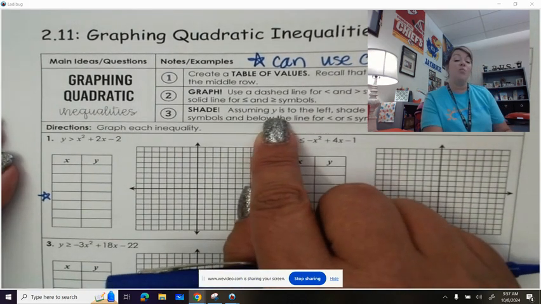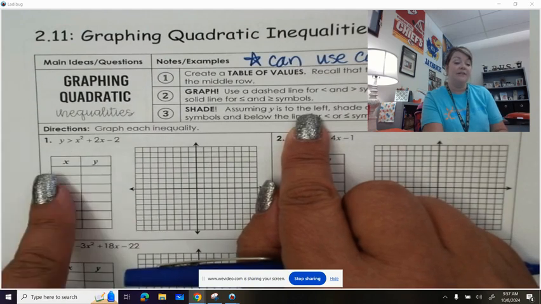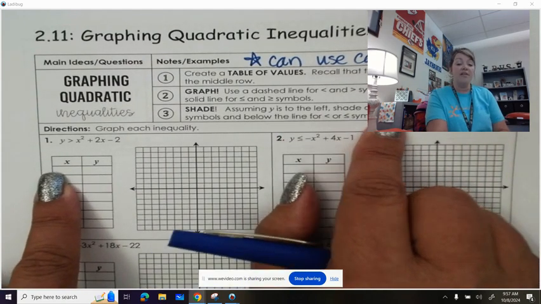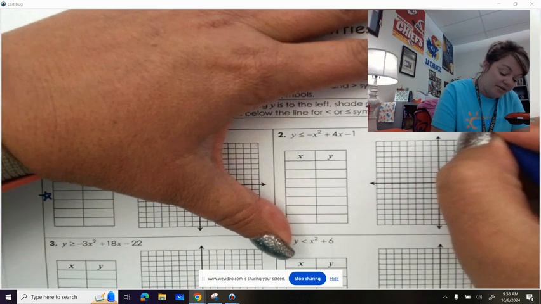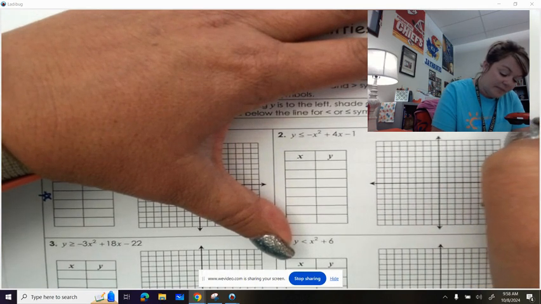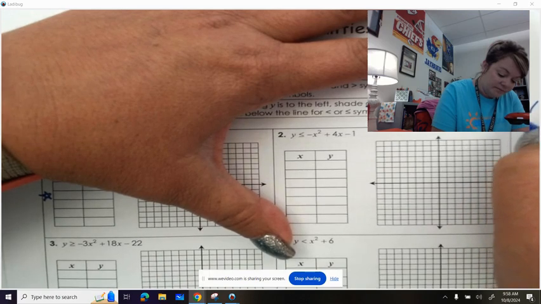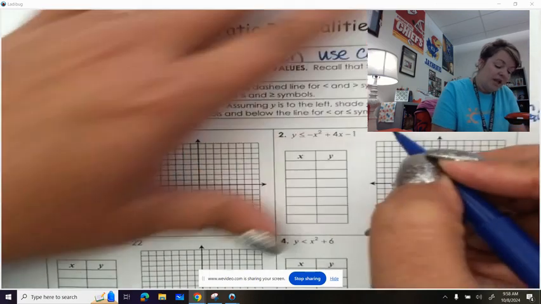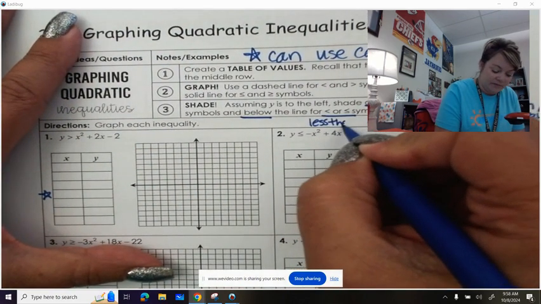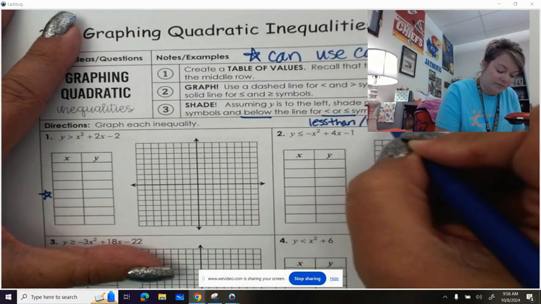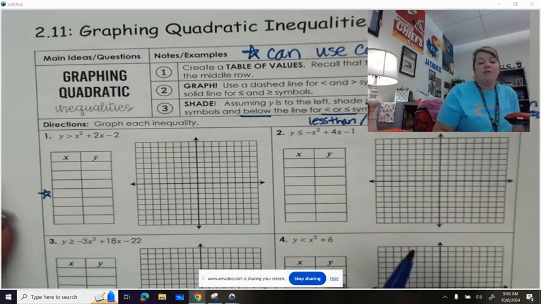And this says, assuming y is to the left, so if it's written in standard form with y on the left-hand side, then you shade above for greater than or greater than or equal to. You're going to shade below for less than or less than or equal to. Okay, so let's look at this first example.